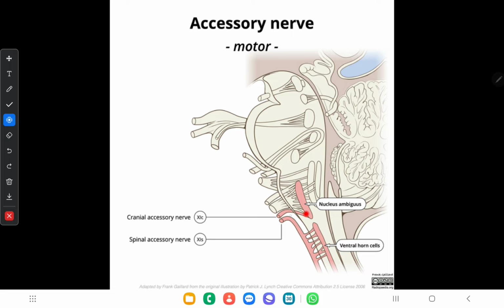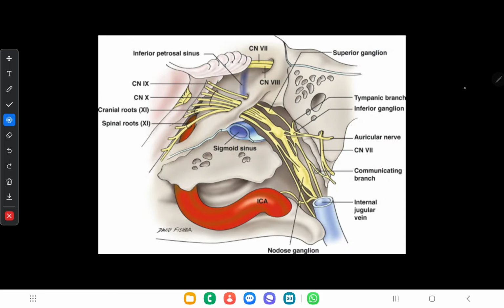In the posterior cranial fossa, the spinal accessory nerve joins the cranial accessory nerve to form the nerve trunk of the accessory nerve near the jugular foramen. Here is the jugular foramen, and here you can see the cranial roots and spinal roots unite together to form the nerve trunk at the level of the jugular foramen.